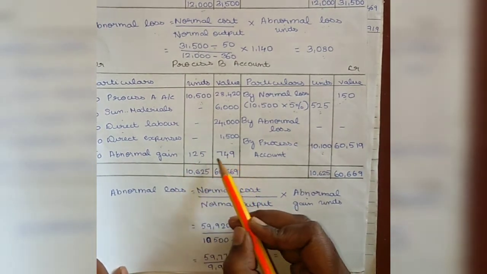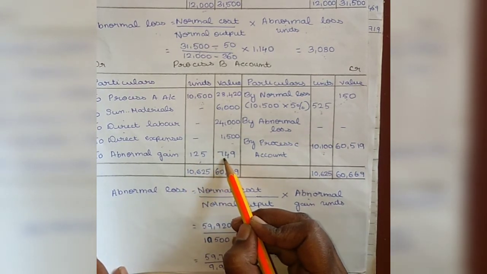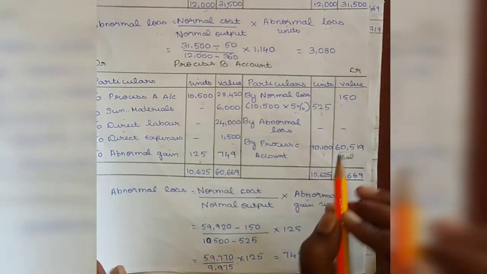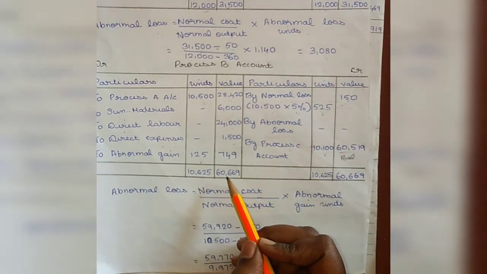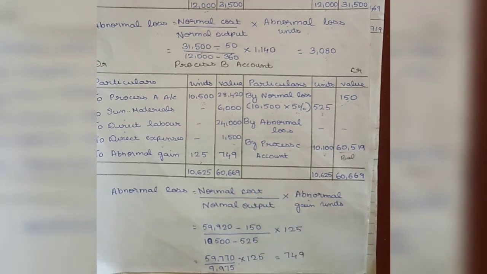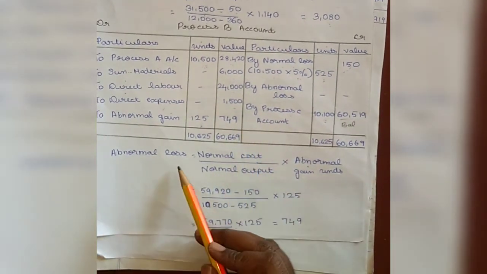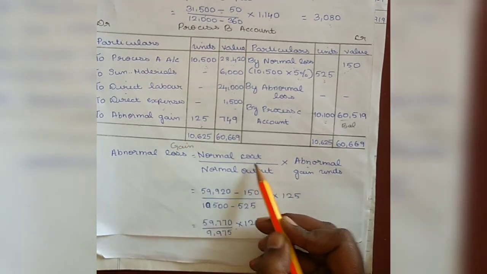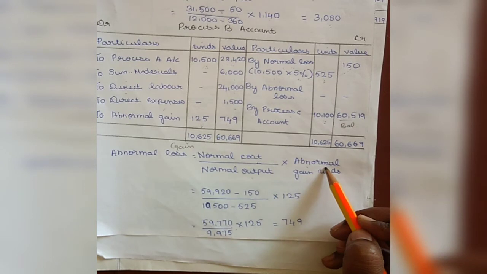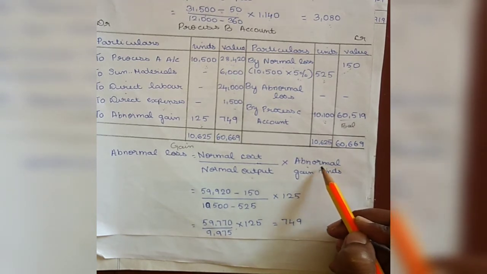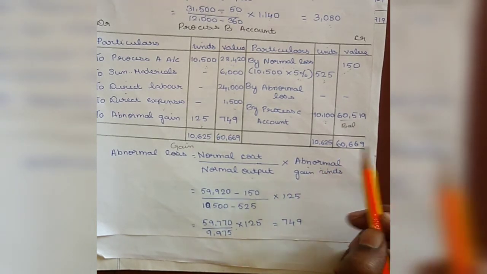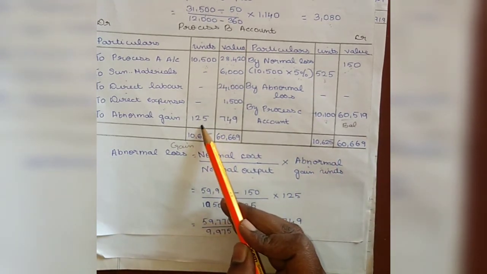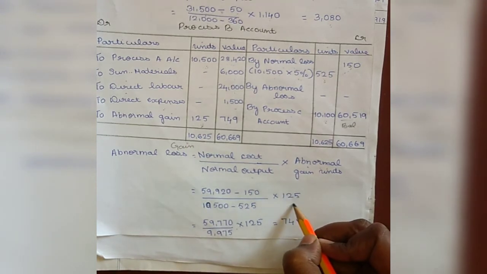Now we are supposed to find out the value of abnormal gain, and this output is going to be the balancing figure. Alright, now we need to find out the value of this abnormal gain. It is the same formula: abnormal gain is equal to normal cost divided by normal output into abnormal gain units. This abnormal gain units we have already calculated. See, here we have taken it as 125. That 125 is what is appearing here.